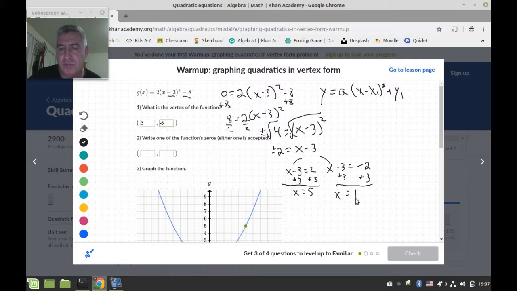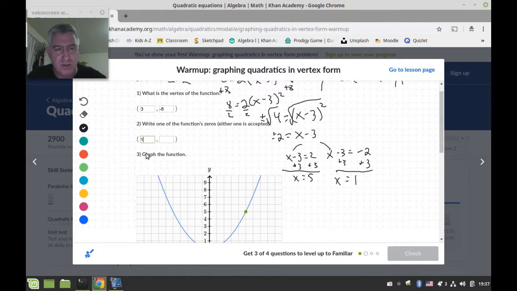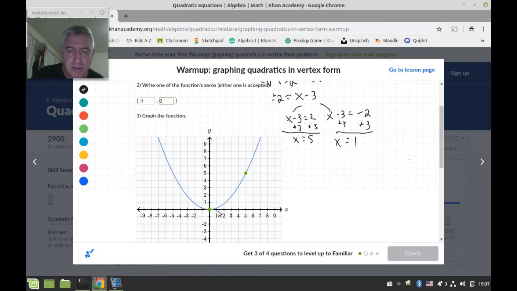X equals 1. Those are first of all the answers for the zeros, right? One of the functions' zeros, and so I'm going to do that first. 1 and then of course y is 0 there. So I have these two zeros. Let's go down here. I have these two zeros.